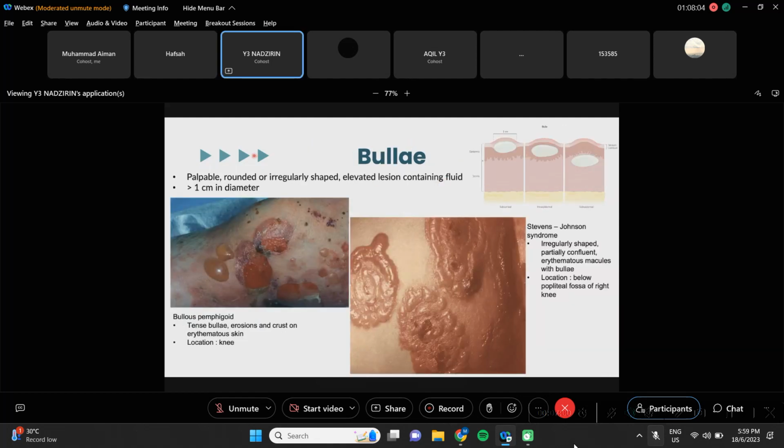Then moving on to the bullae, which is a palpable, rounded, elevated lesion containing fluid, but it is larger than a vesicle, more than 1 centimeter in diameter. In bullous pemphigoid, we can see tense bullae with erosion on the skin. Then in Stevens-Johnson syndrome, we can see bullae that are irregularly shaped. This one is oval, this one is circular. Bullae with macule.